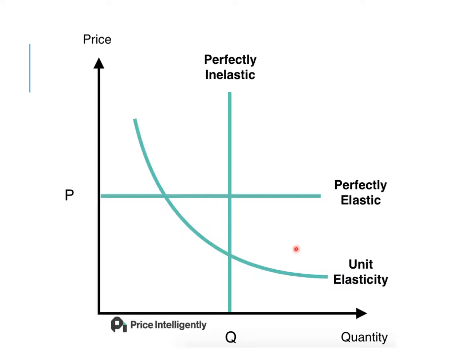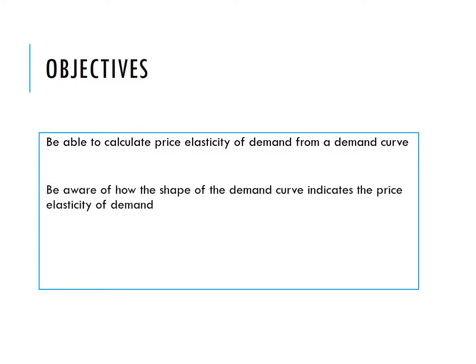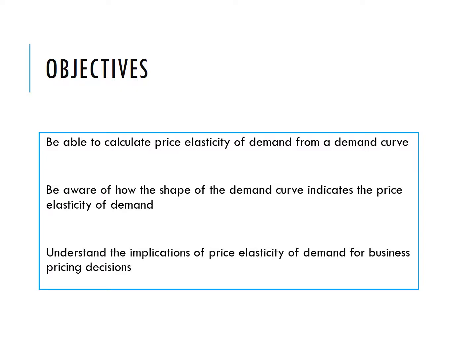And a good way of remembering this is that the inelastic demand curve looks like an I, and the elastic demand curve looks like the middle of an E. So I for inelastic and E for elastic. So in this video, we've looked at how you calculate price elasticity of demand from a demand curve, how the shape of the demand curve indicates the price elasticity of demand, and we've looked at the implications of price elasticity of demand for businesses when they're considering whether to raise or lower their price.